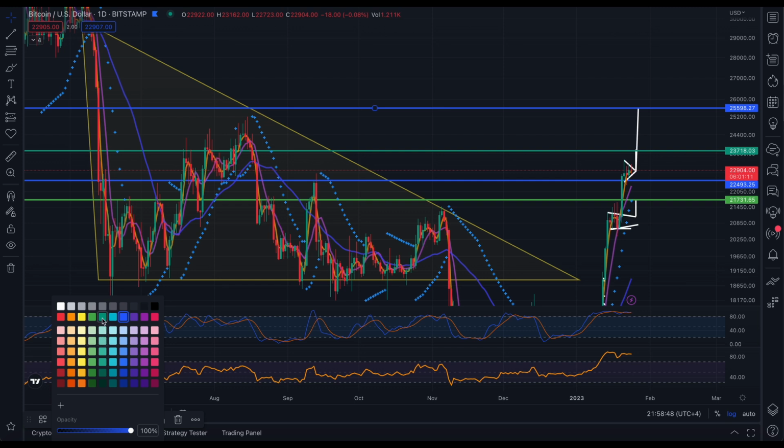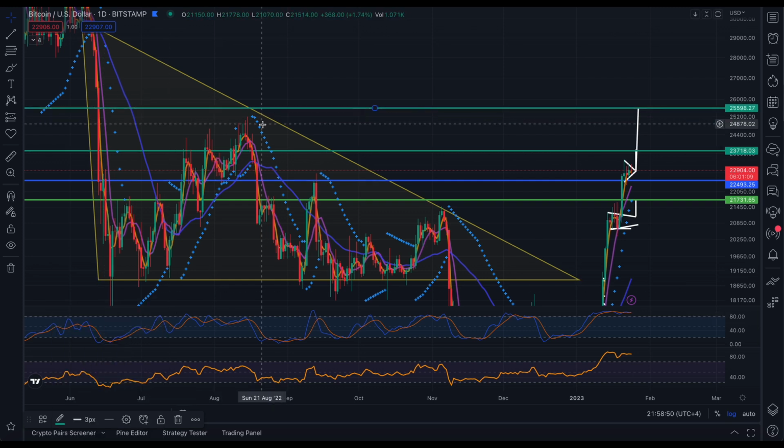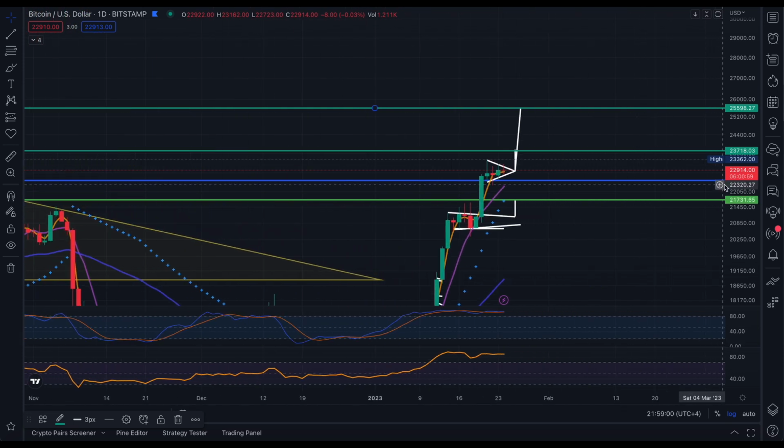However, we do have pretty important resistances over here. This is a pretty important resistance. So this range is pretty important, but the most important one is here, I believe. So 23.7K would be awesome.